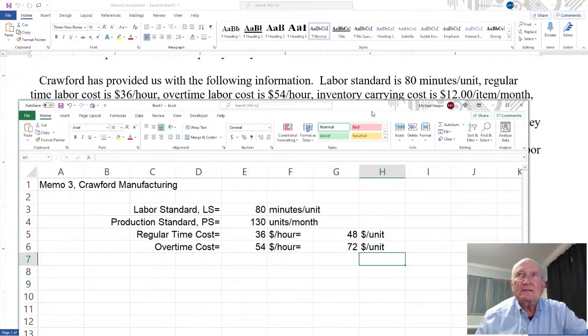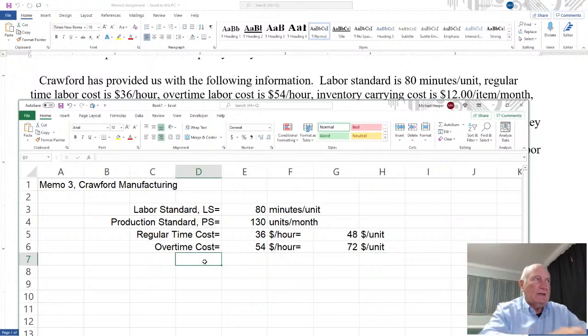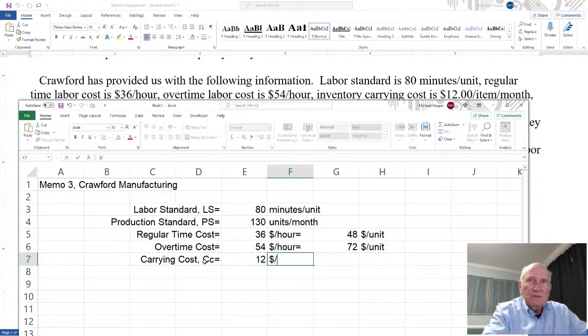Okay, let's see what's next. The unit carrying cost is $12 per item per month. Okay, carrying cost, C sub C, equals 12, and this is going to be dollars per unit per month.